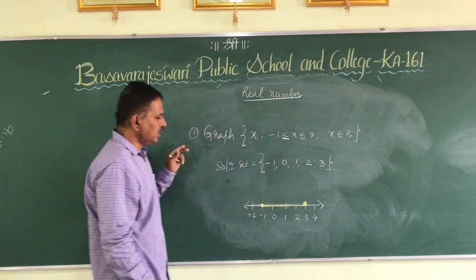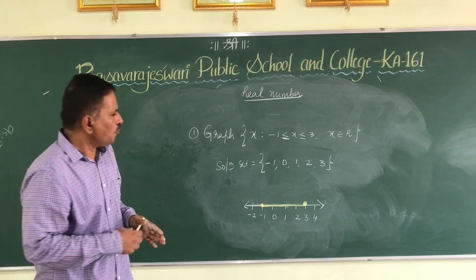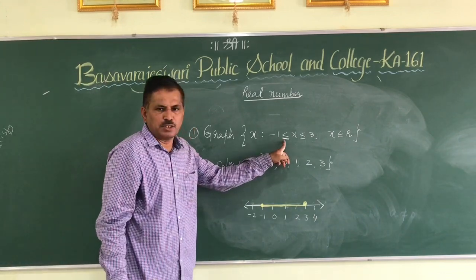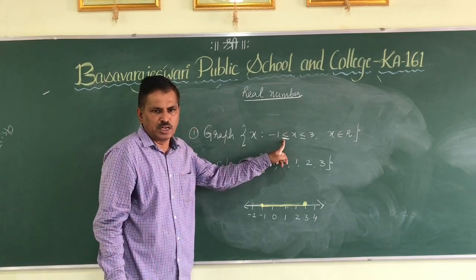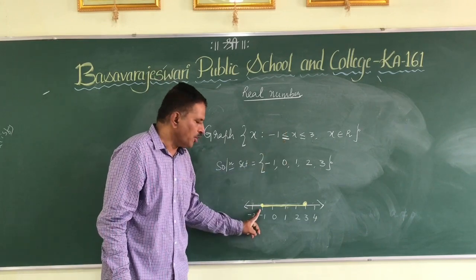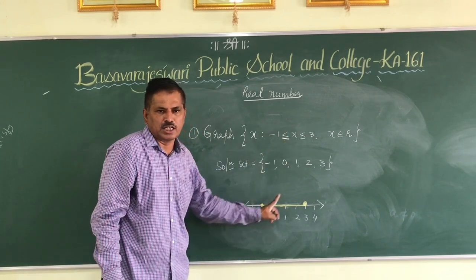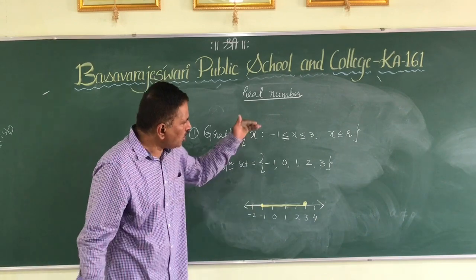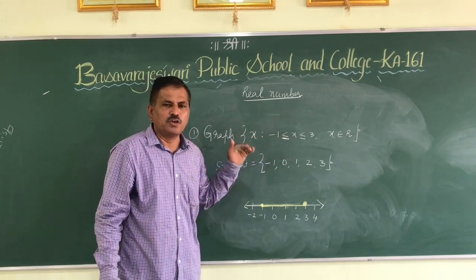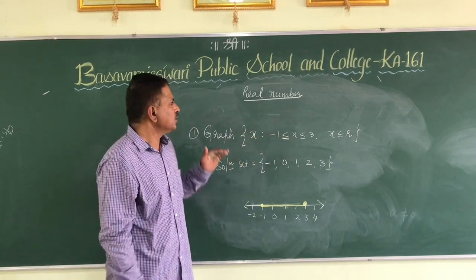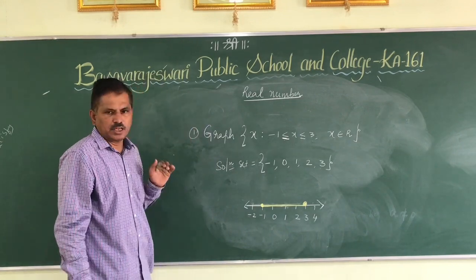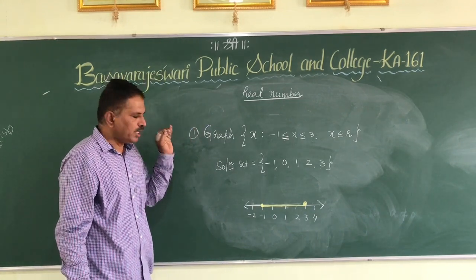So from these, it is very clear that whenever the equal sign is given, the lesser than or equal sign, you have to put the solid circle. Whenever only the lesser than symbol is given, you have to take the halo circle. This is how we represent the real numbers on the number line.